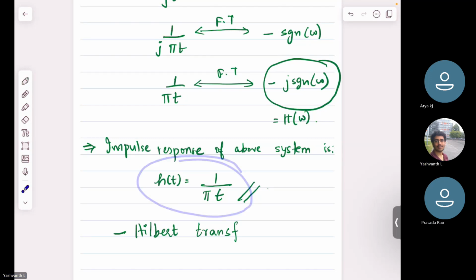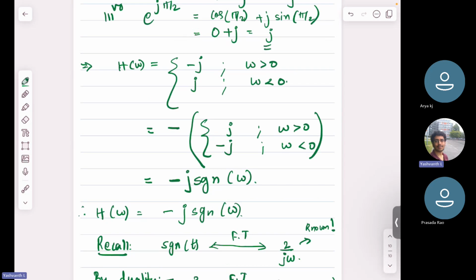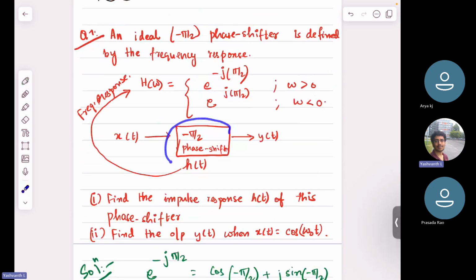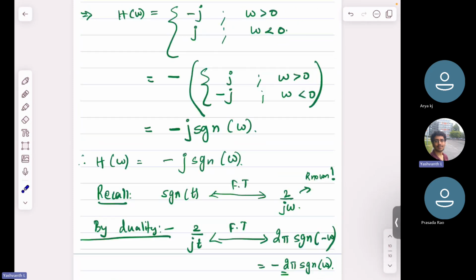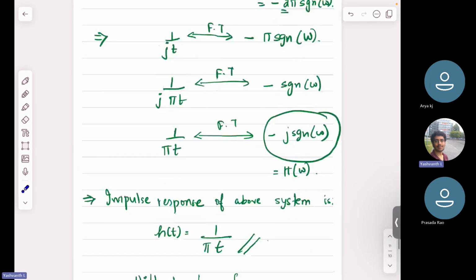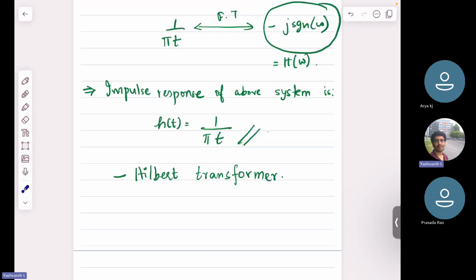The main takeaway from this question is that any system that does a minus 90-degree phase shift is nothing but a Hilbert transformer. A Hilbert transformer is basically a 90-degree phase shifter. It will phase shift the input signal by 90 degrees and give that as the output. Such that any 90-degree phase shifter is called a Hilbert transformer. So that is about the Hilbert transform.